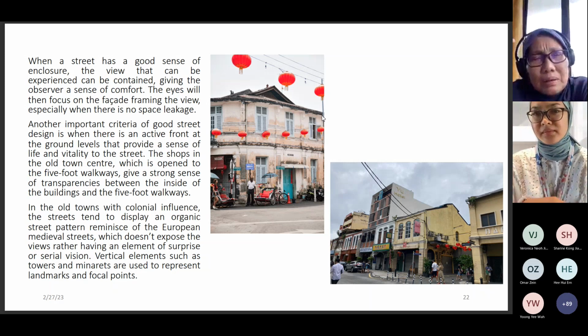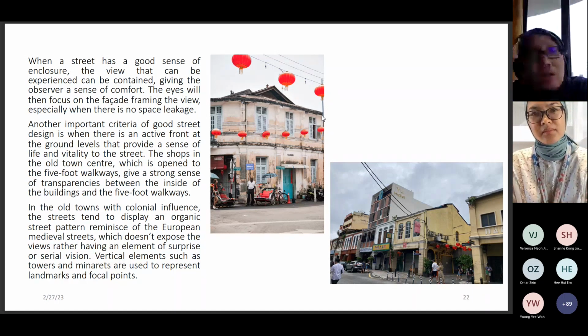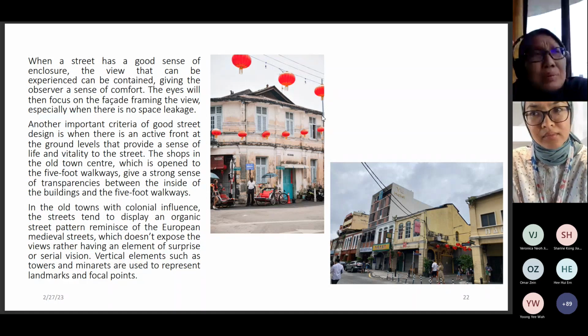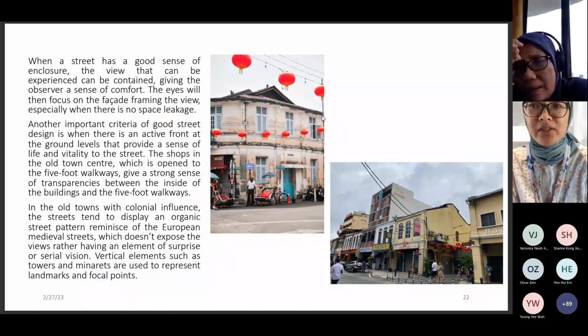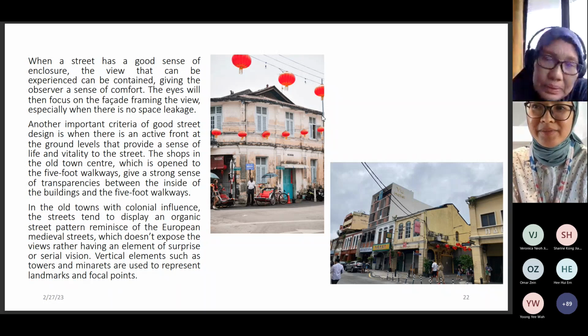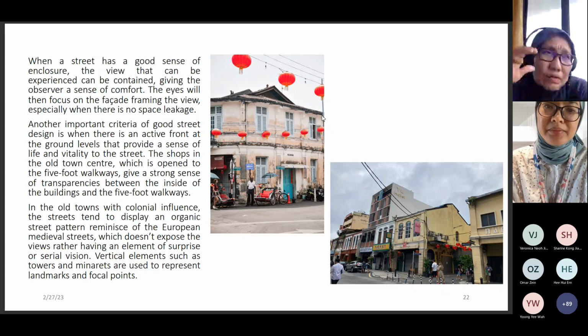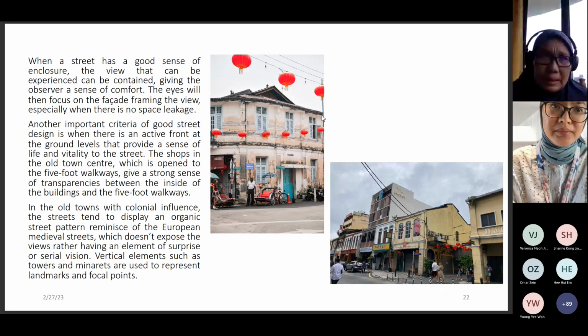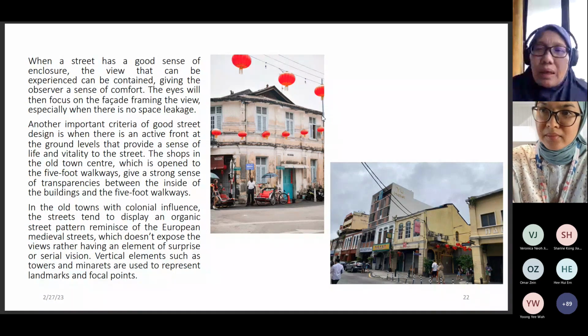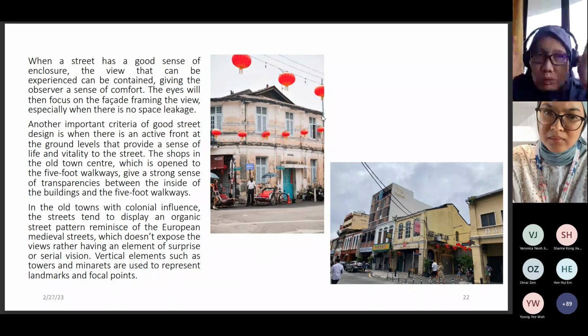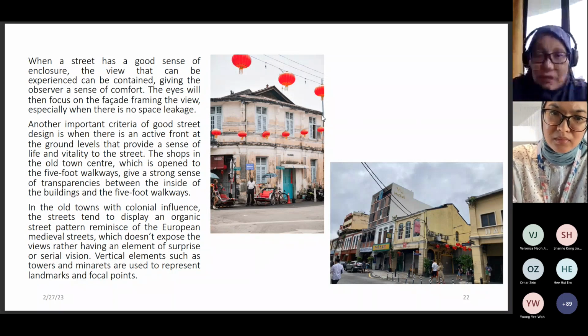A good study on this sense of enclosure of streets is a very old book, old research done by Camillo Sitte called City Planning According to Artistic Principles, where he studied the design of squares and streets in Italy, what makes a good square, through the proportion between the height of the buildings and the width of the street. To have a good sense of enclosure, where you can contain the views and frame the view, the height of the buildings should be twice the width of the street.